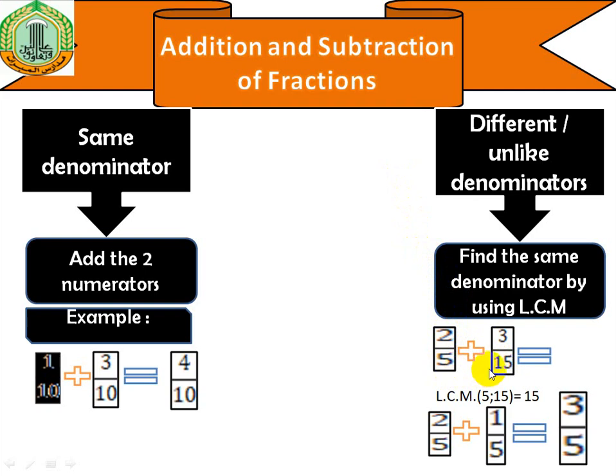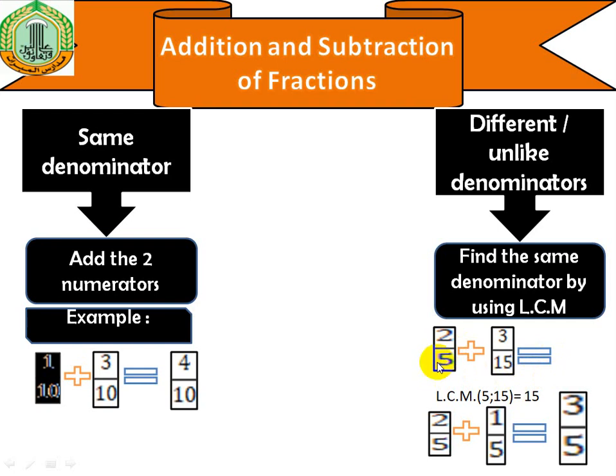Then we could either find the LCM between 5 and 15, which is 15, and then we change the 2 over 5 into a fraction with a denominator 15. For example, 5 times 3 equals 15, 2 times 3 equals 6. So 6 over 15 plus 3 over 15 is equal to 9 over 15. And then we simplify the fraction.